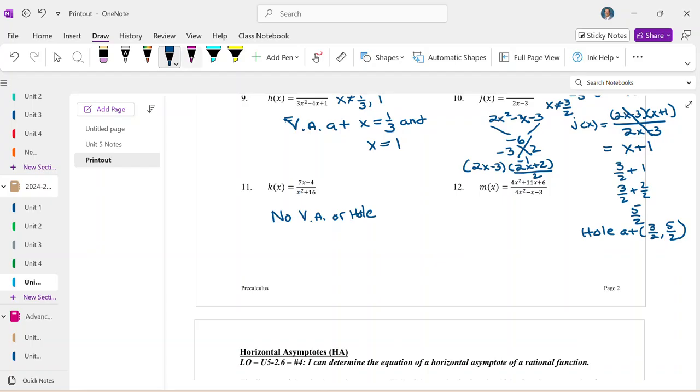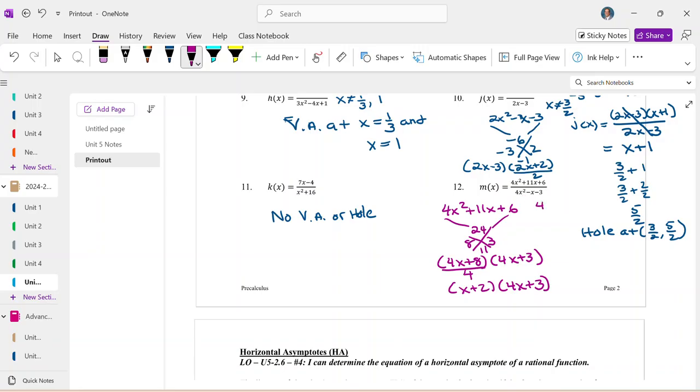Here in number 12, 4x squared plus 11x plus 6. So here's the factors of 24 that add to 11 are 8 and 3. So you get 4x plus 8, 4x plus 3. And notice there is a common factor here of 2, actually of 4. So this becomes x plus 2. Here there is no common factor, so it stays at 4x plus 3.